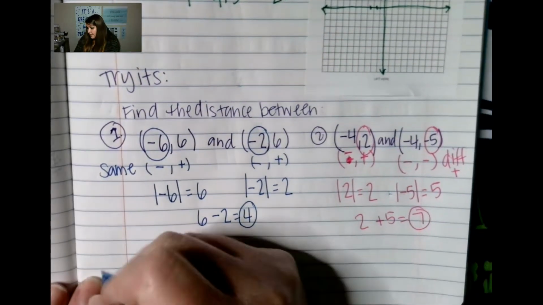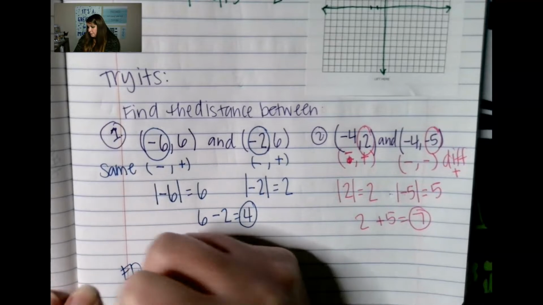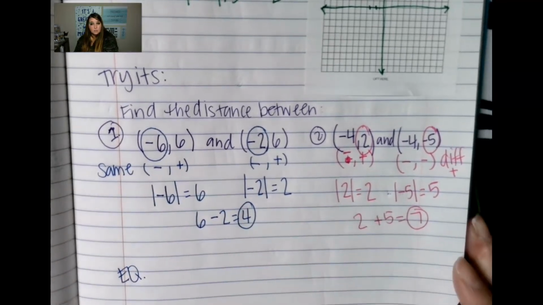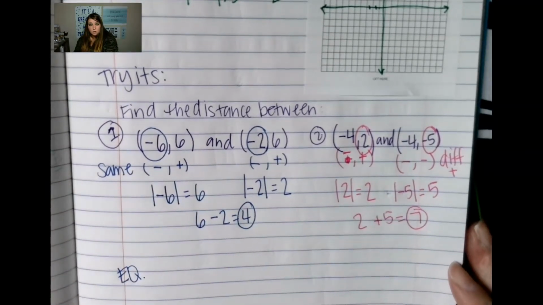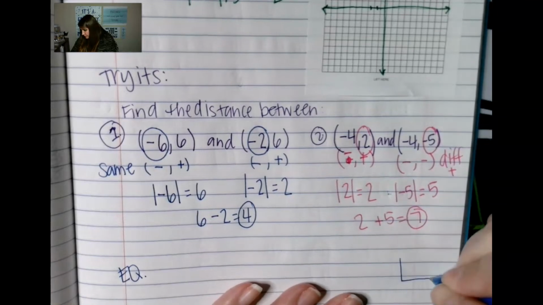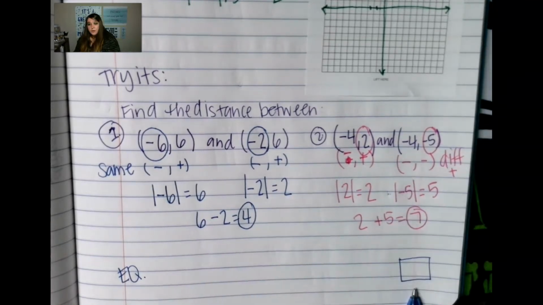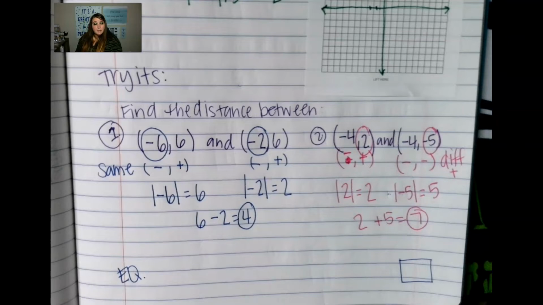All right, go ahead and answer your essential question. How do you find the distance between points on a coordinate plane? And then rate your level of understanding out to the side. When you are finished, you may come back to the Google Meet and ask for help if you need it, or more examples, or you can head on off to do your practice work.